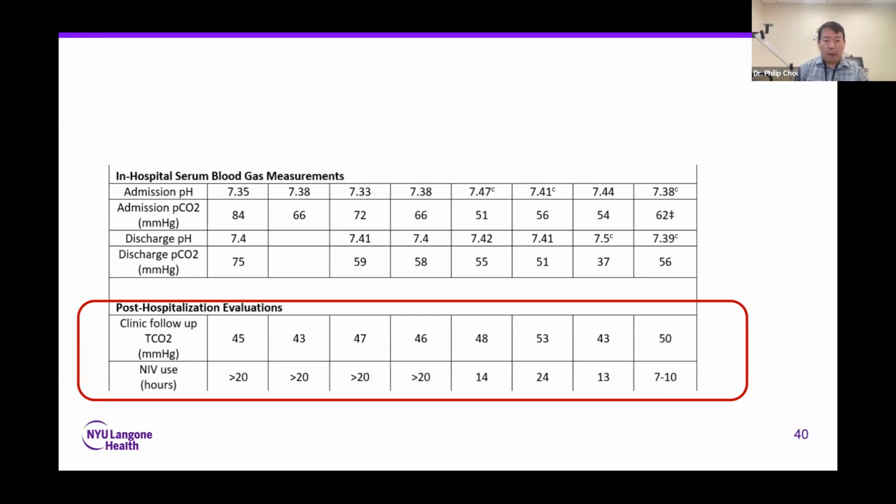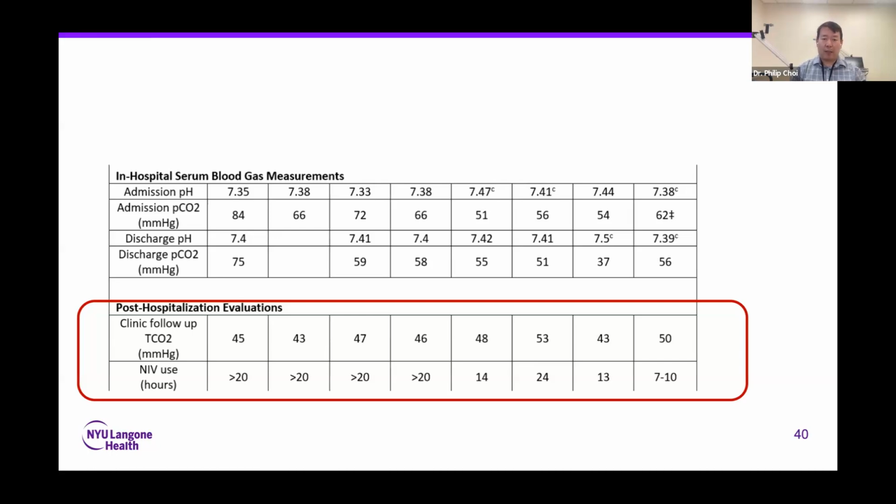And then on follow-up, I think there are a couple things to note. One is that the transcutaneous CO2 in most of these patients was essentially either normal or very near normal. And most of them had improvements from their hospital discharge. But then the other key is that the amount of non-invasive ventilation that they needed to use in order to maintain that normal or near normal PCO2 was oftentimes greater than 20 hours, sometimes continuous, but at least half the day for most of these patients.